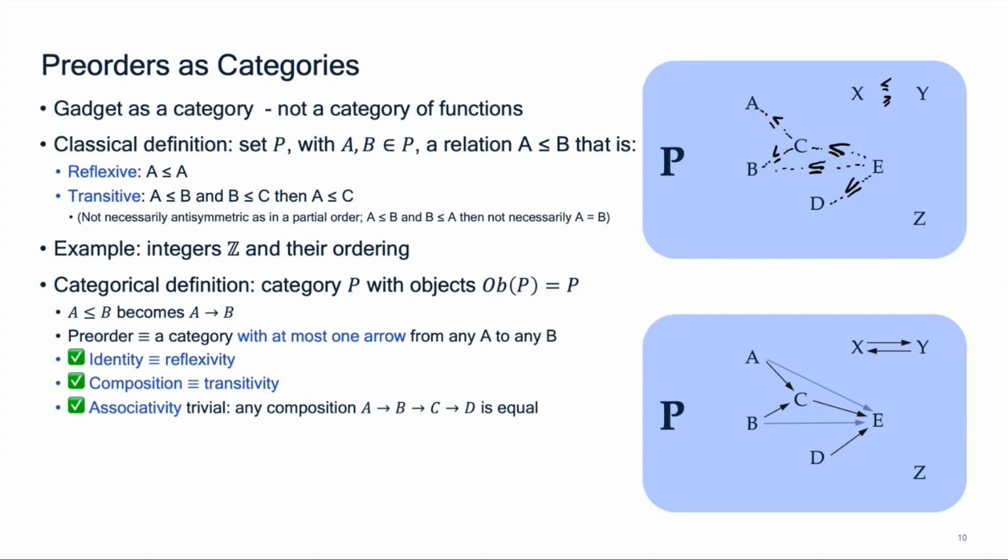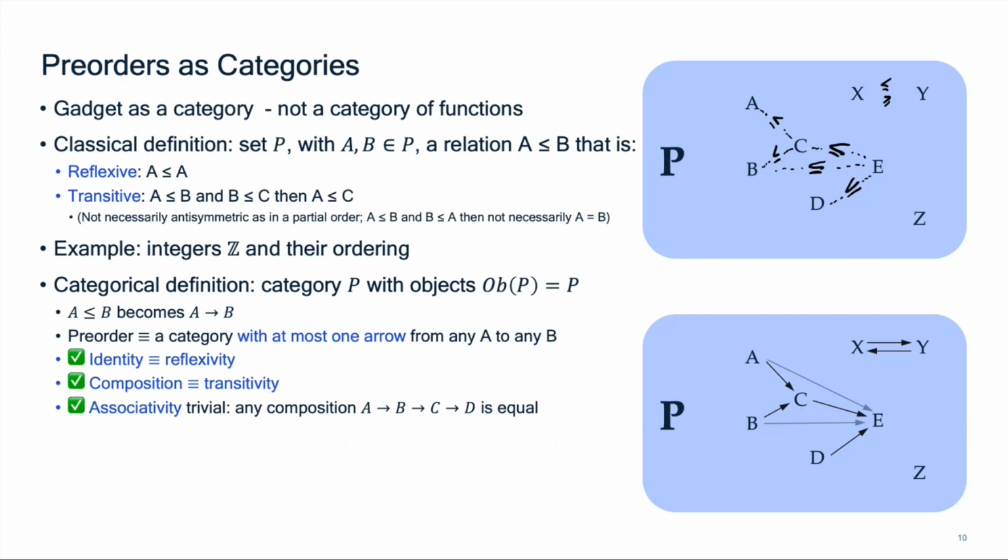And associativity is trivial because, as we said, we have at most one morphism between A and B, because the smaller or equal relationship is just that. Something is either smaller or equal or it is not. There's no way you can be smaller or equal in two different ways. That's why there's only a unique morphism. So any composition between arrows is equal, and thus associativity is trivially satisfied, and thus preorders are categories with at most one arrow.